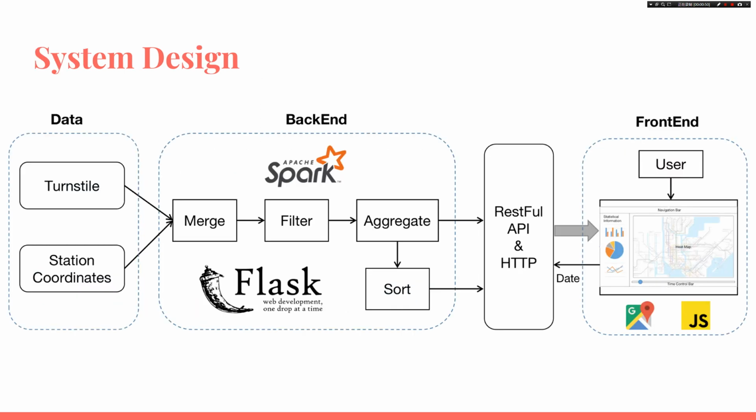Here is our system design. In our backend, we use the dataset from MTA raw data. We use the turnstile data, and we also create a station coordinate file. We merge them together and filter, aggregate, and sort. We use Spark and Flask to do this in the backend. In the front end, we use Google Map and JavaScript. And between the backend and front end, we use a RESTful API and HTTP to connect them.